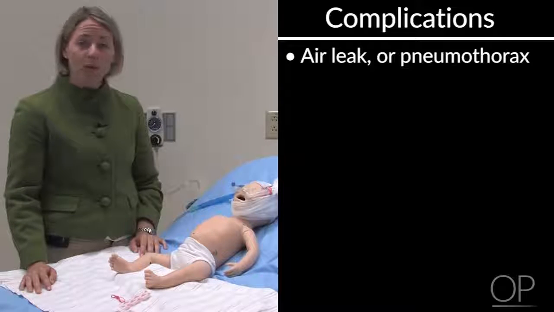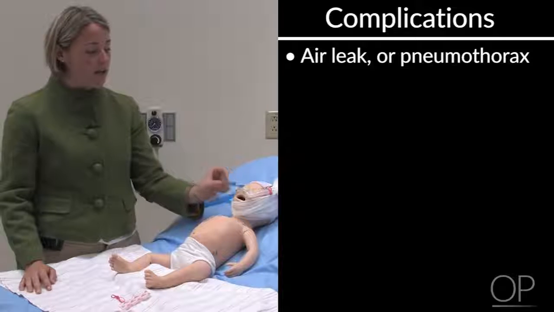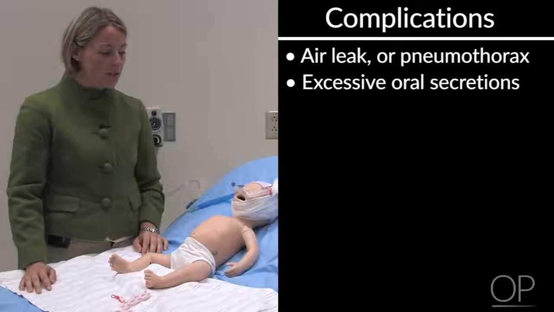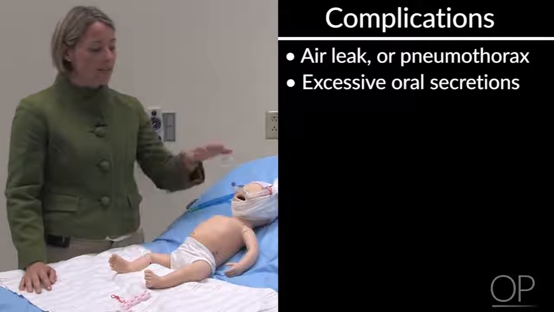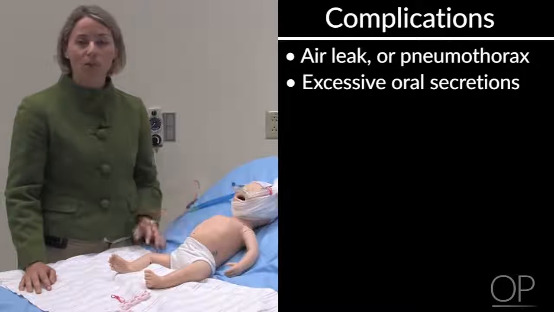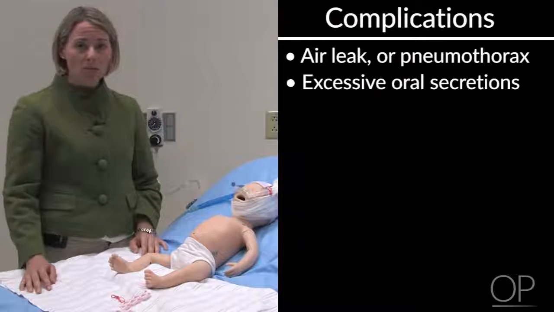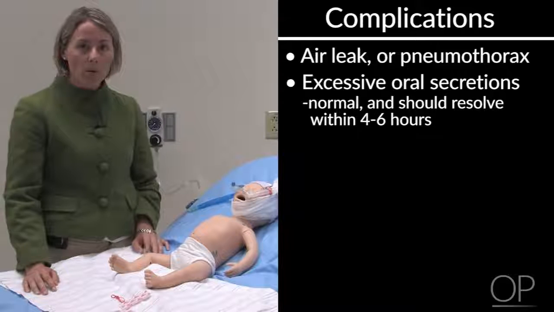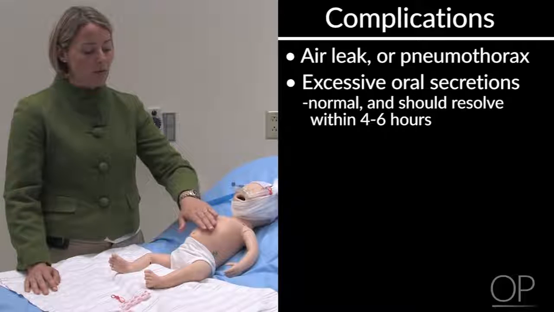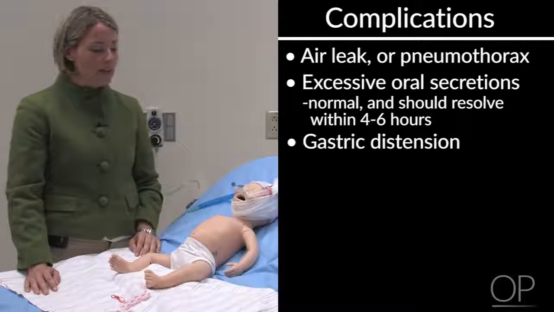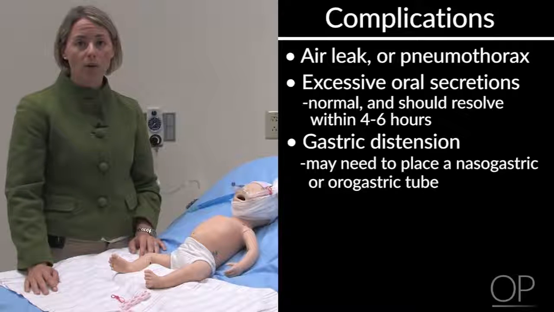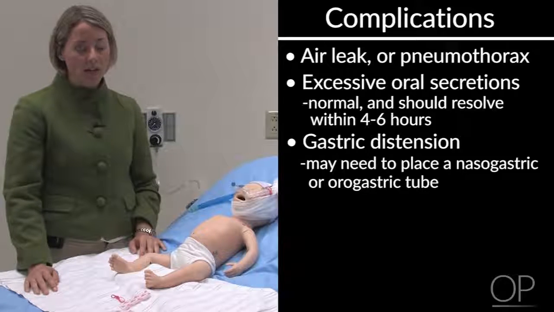Additionally, you may find when you put a patient on nasal cannula CPAP for the first time that the baby develops a lot of excessive oral secretions. That's normal, and that's as the positive airway pressure is building in the oral cavity. Some of the secretions are forced out of the mouth. You can reassure the parents and the patients that this is normal and should go away after 4 to 6 hours. Finally, you may notice gastric distension, as we discussed in the previous segment, and you may need to place a nasogastric or an orogastric tube in order to help alleviate that.